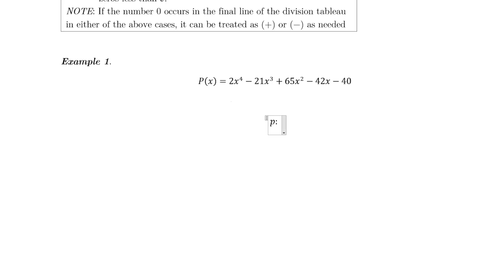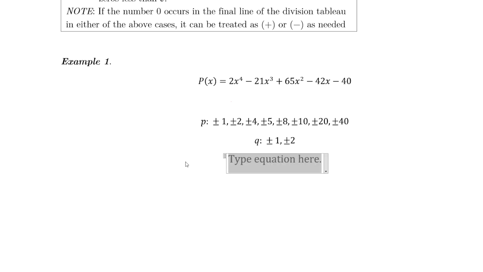Factors of P, we have 40, right? So we have plus or minus 1, plus or minus 2, plus or minus 3, plus or minus 4, plus or minus 5, plus or minus 8, plus or minus 10, plus or minus 20, and plus or minus 40. For Q, we have 2, so just two factors. We have plus or minus 1 and plus or minus 2. Now, let's have the possible combinations of P over Q.